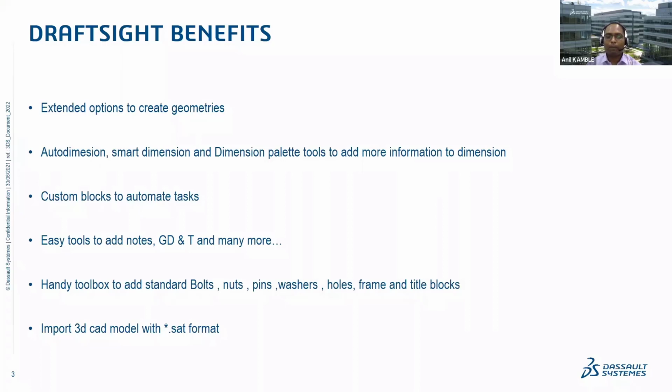Okay, we also saw the toolbox that is there in DraftSight, with which you can use many standard components like bolts, nuts, pins, washers, holes. You can also create your own frames and title blocks and add them into the drawing. Those title blocks and frames can be placed in model space as well as in the sheet or paper layout. And last but not the least, you can import a 3D CAD model in SAT format and use that 3D CAD model for your further purpose. So that was from my side.